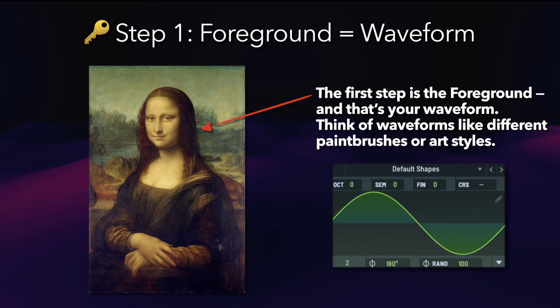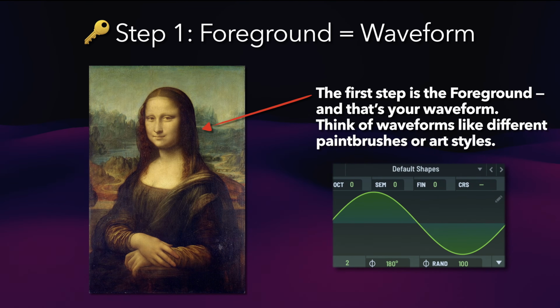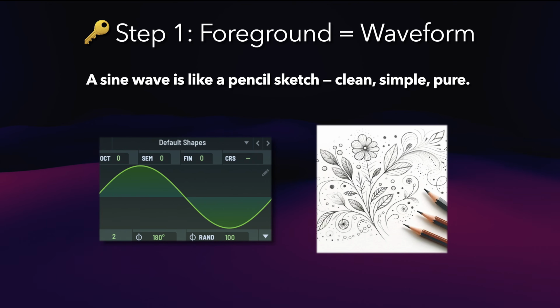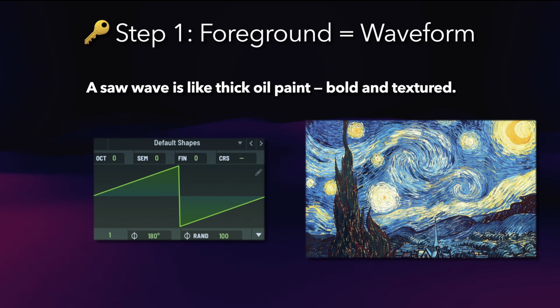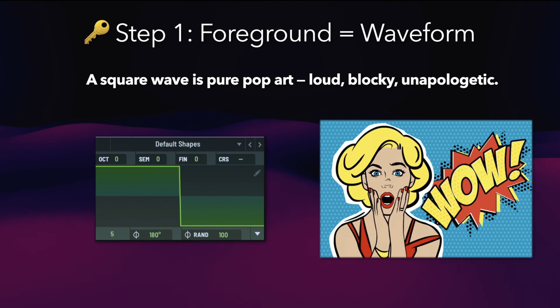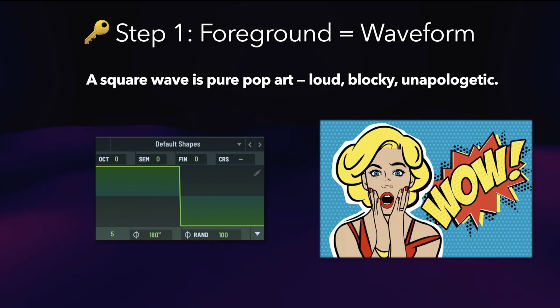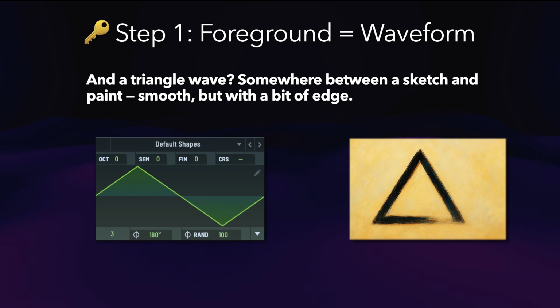The first step is the foreground, and that's your waveform. Think of waveforms like different paintbrushes or art styles. A sine wave is like a pencil sketch, clean, simple, and pure. A saw wave is like a thick oil paint, bold and textured. A square wave is pure pop art, loud, blocky, and unapologetic. And a triangle wave, somewhere between a sketch and a paint, smooth but with a bit of edge.